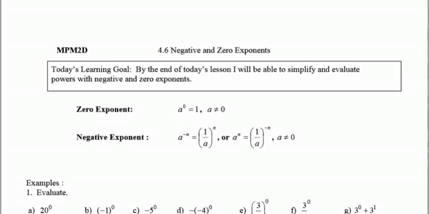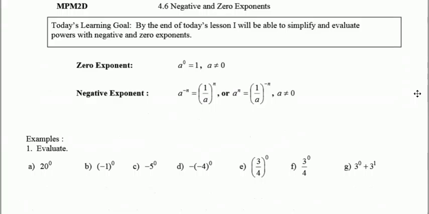Hi there. Today we're going to be doing 4.6, which is negative and zero exponents. By the end of today's lesson, you should be able to simplify and evaluate powers with a negative exponent and an exponent of zero. So let's just look at a couple of the rules, if you will, of these exponents.